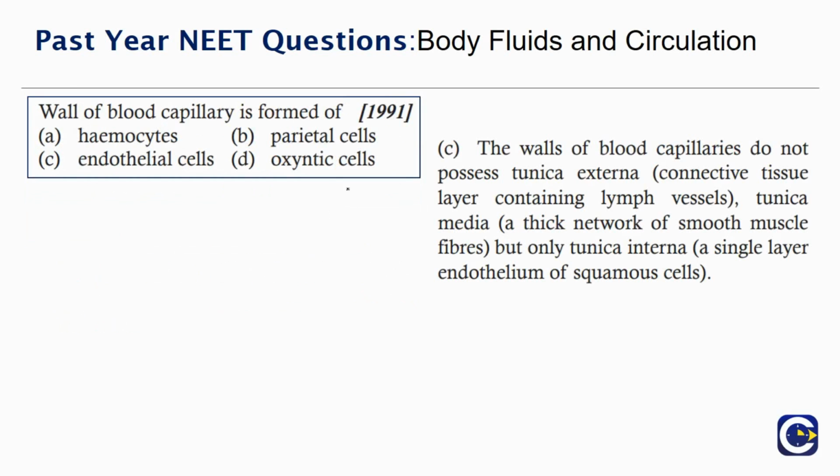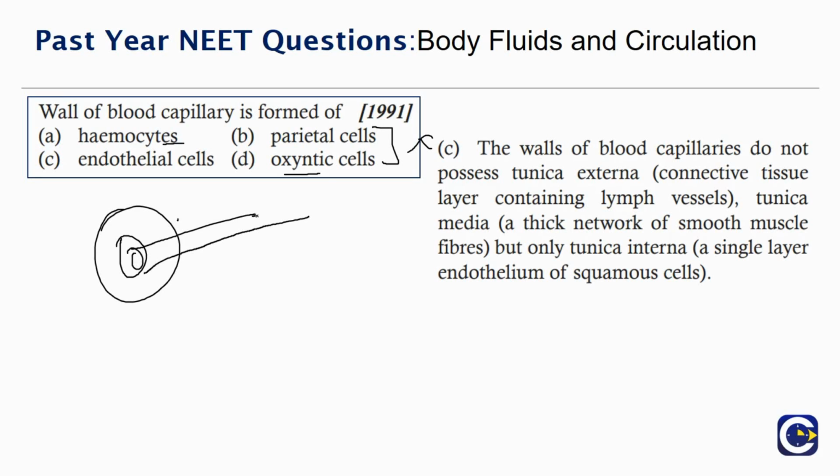The wall of the blood capillary is formed of: option A, hemocytes; option B, parietal cells; option C, endothelial cells; option D, oxyntic cells. Parietal and oxyntic cells are present in the GIT, so we can eliminate them. Hemocytes and endothelial cells. We know blood vessels have three layers: tunica interna, tunica media, tunica externa. As the blood vessels thin out and capillaries are formed, there is only the tunica interna. So it contains only the endothelial cells. So the answer is endothelial cells.